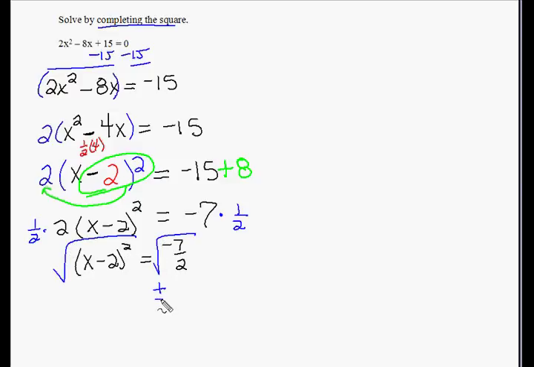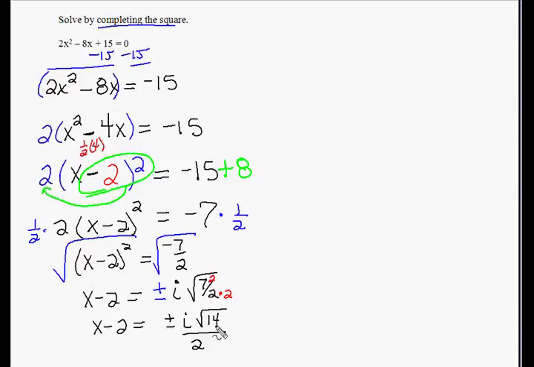But when I take the square root, I write plus or minus. We now have x minus 2 is equal to plus or minus i times the square root of 7/2. If you'll recall, in our last chapter we worked with radicals, and we never left radicals in the denominator. So if I multiply both the denominator and the numerator by 2, and that's being multiplied, we have 7 times 2 is 14, still inside the radical. 2 times 2 is 4, but the square root of 4 is just 2.